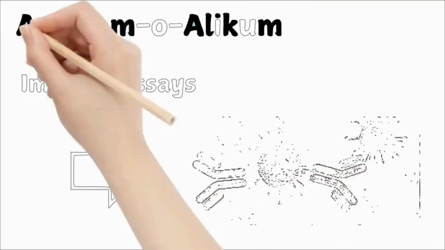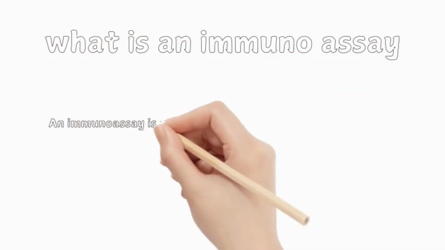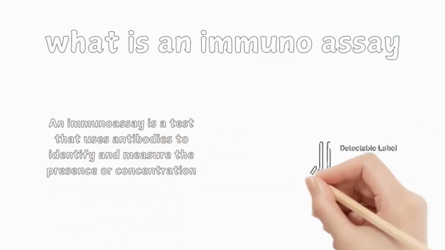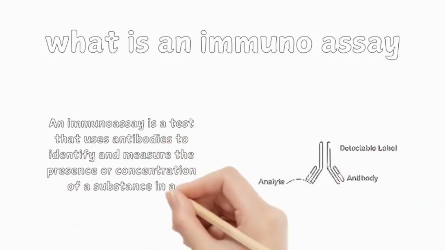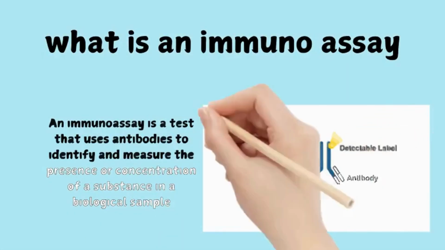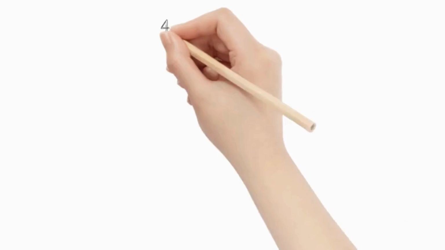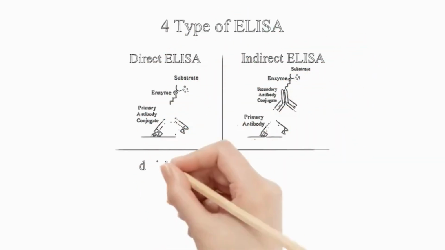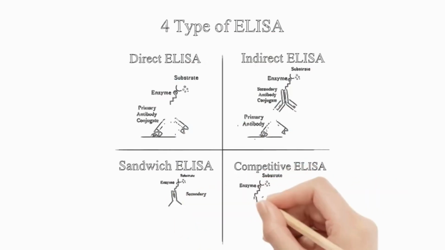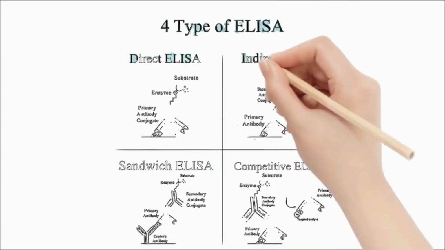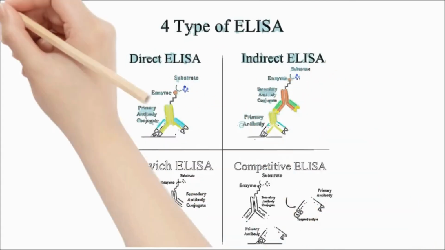Today we are going to discuss immunoassays. What is an immunoassay? An immunoassay is a test that uses antibodies to identify and measure the presence or concentration of a substance in a biological sample. ELISA is a type of immunoassay. There are 4 types of ELISAs: direct ELISA, indirect ELISA, sandwich ELISA, and competitive ELISA.